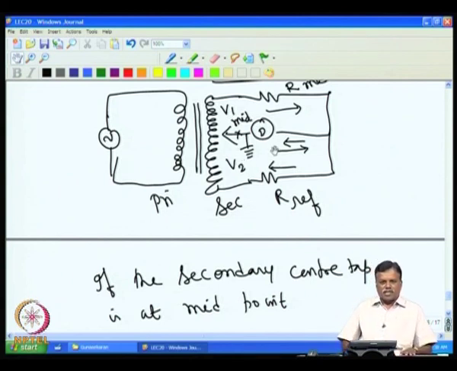So, this we will discuss more in the next class, and also see how this avoids the leakage resistance problem to make the measurement accurate. Thank you.